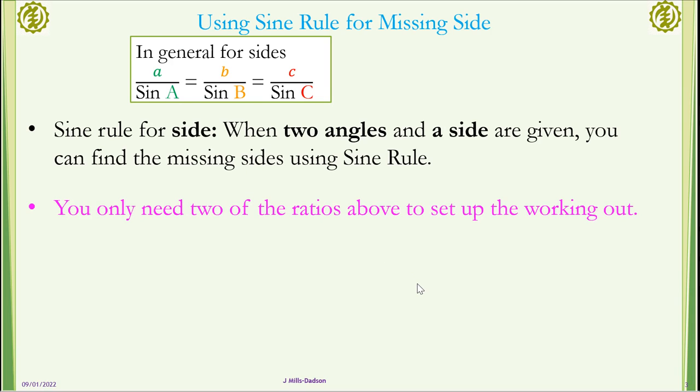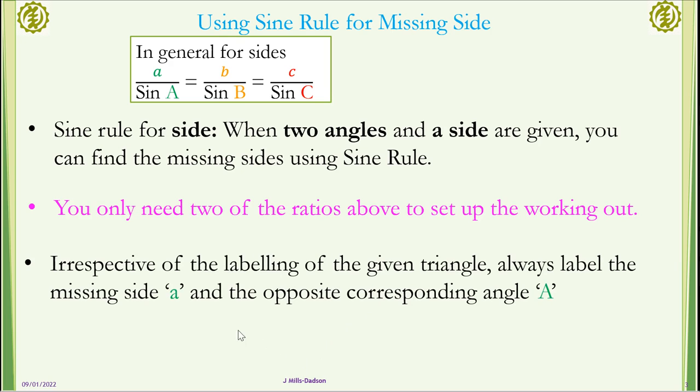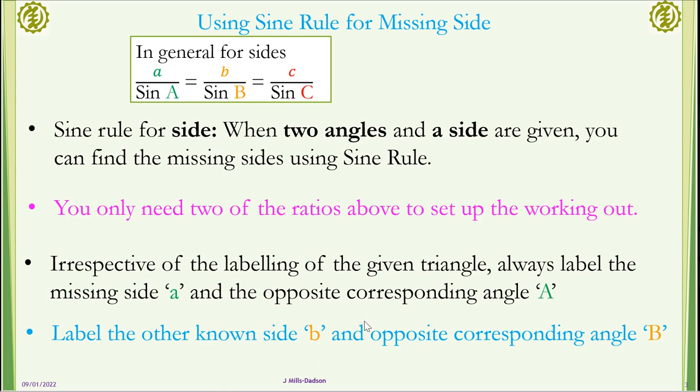And not to get confused, it's important that despite the labeling of the triangle, you relabel the corners and the sides. So we do that by labeling the missing side, the side that we are looking for, a small a, and the opposite corresponding angle, big A. Then we name the other known side, small b, and the opposite corresponding angle, B. I will take you through an example for you to understand what I mean by this section.